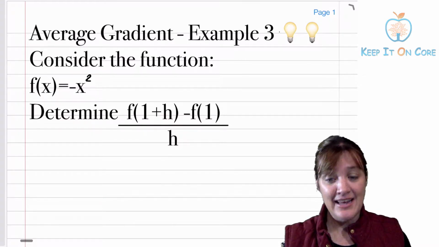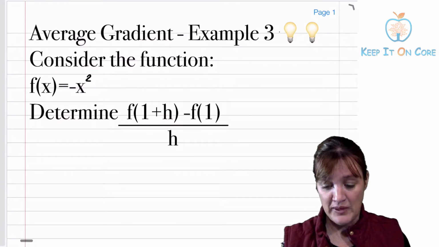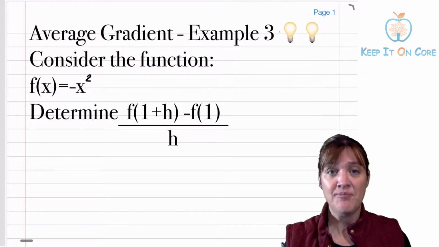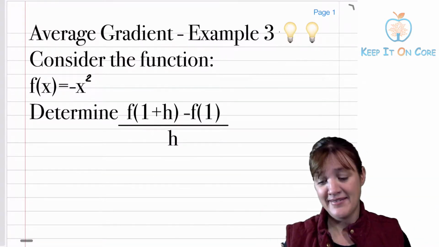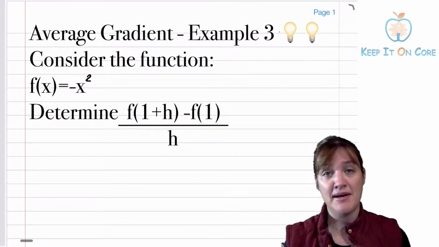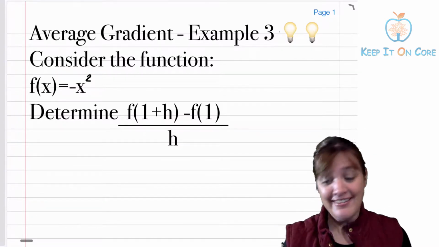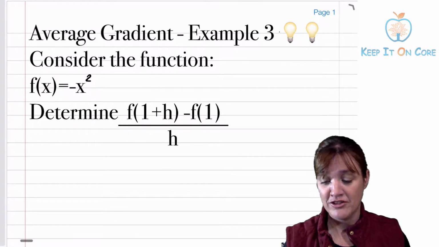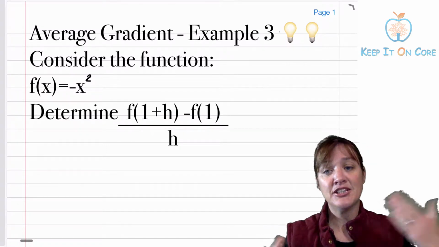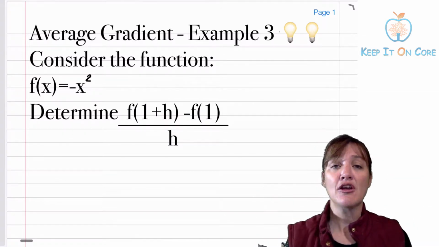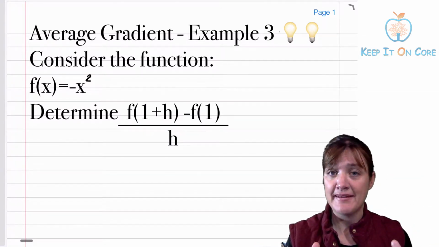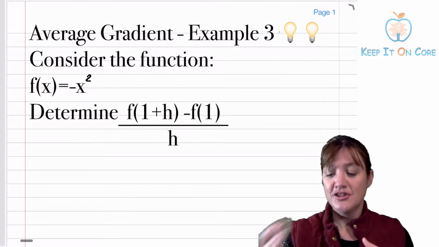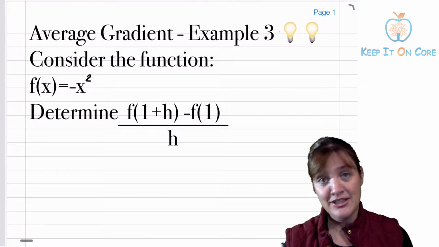They've given us an f(x) function, which is negative x squared, and it says determine (f(1 + h) - f(1)) over h. Now you need to recognize that this is the same formula that we did right in the very beginning, in the first video of average gradient, where we established an equation for average gradient, which was (f(x + h) - f(x)) over h. Do you see the connection between the two?